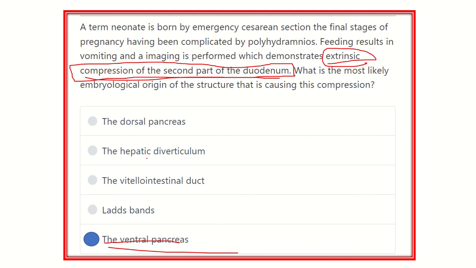The hepatic diverticulum has no role; it does not lie close to the second part of the duodenum and has no role in compression. Then the vitelointestinal tract lies more laterally in the small intestine, and the large vein, they are also not true. So our final answer is the ventral pancreas, and this ventral pancreas causes the external compression of the second part of the duodenum.